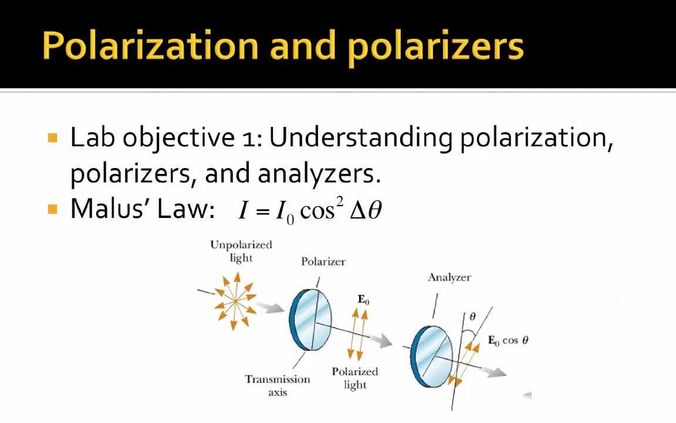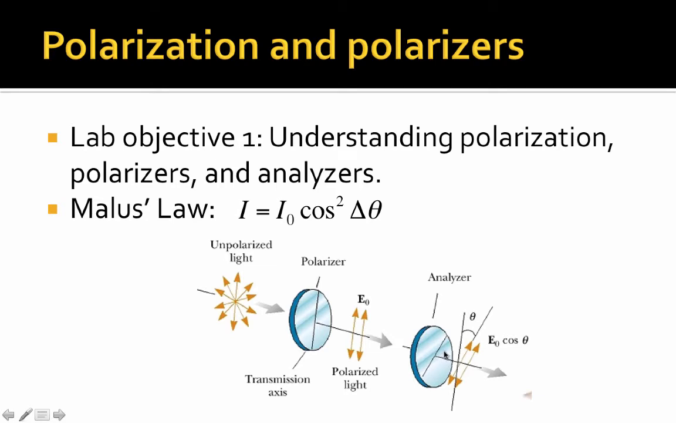All right, so on to our first lab objective. The first lab objective is to understand polarization, polarizers, and analyzers. So what you're going to do is start with a polarizer and measure the amount of light going through a polarizer and then an analyzer when you rotate the analyzer.